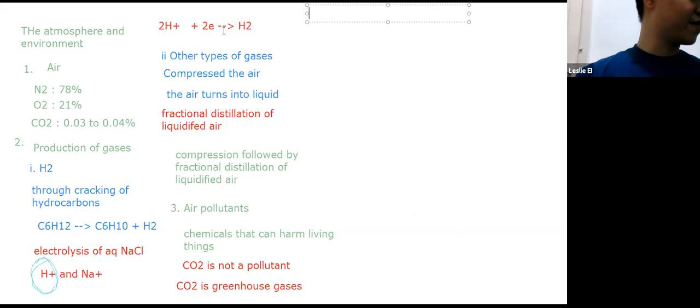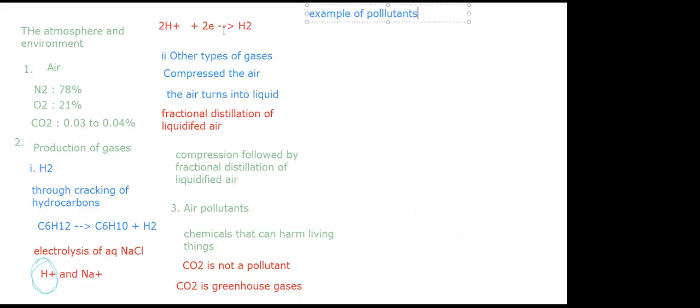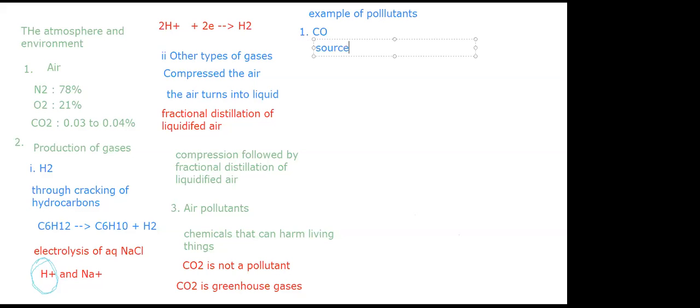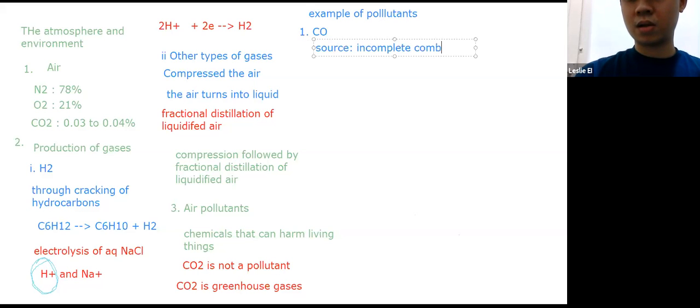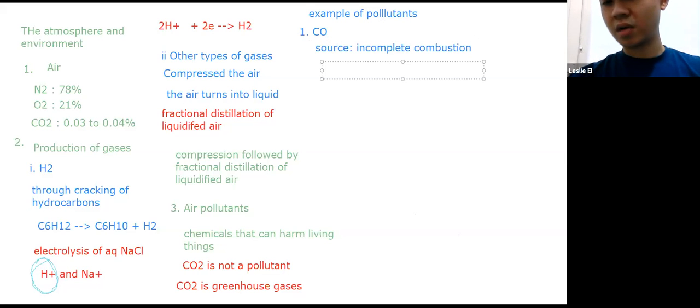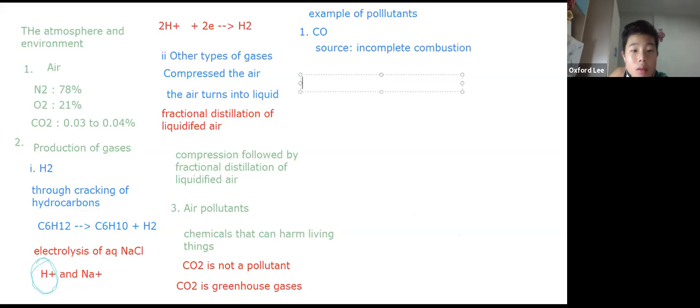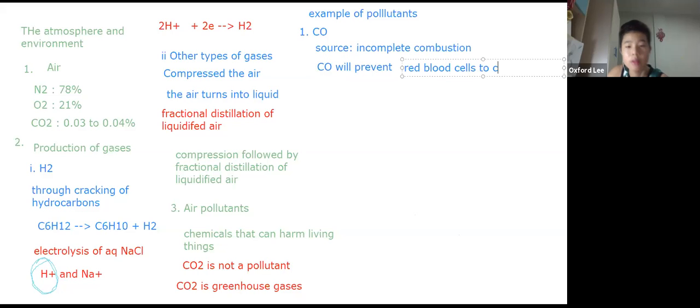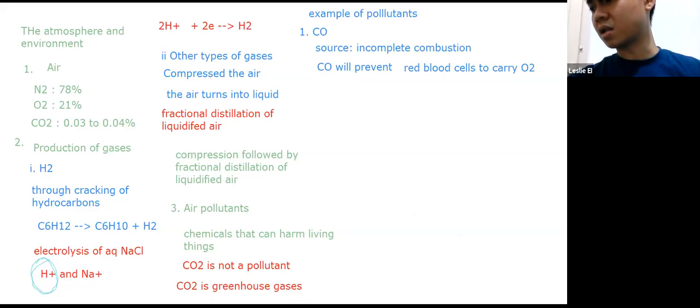Then the next one is pollutants. Examples of pollutants. The first one is CO, carbon monoxide. Where is the source? Incomplete combustion. If you burn something with poor ventilation, it will produce a harmful gas. That's why if you use a generator while sleeping, you might sleep forever. If the ventilation is poor, you will breathe in carbon monoxide, which prevents red blood cells from carrying oxygen. That's how it can kill living things.